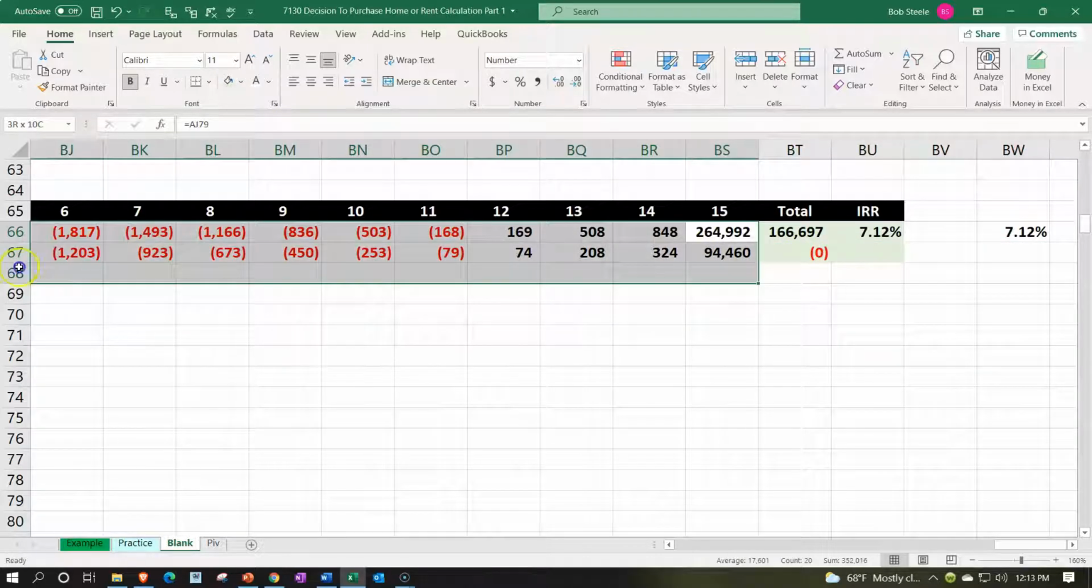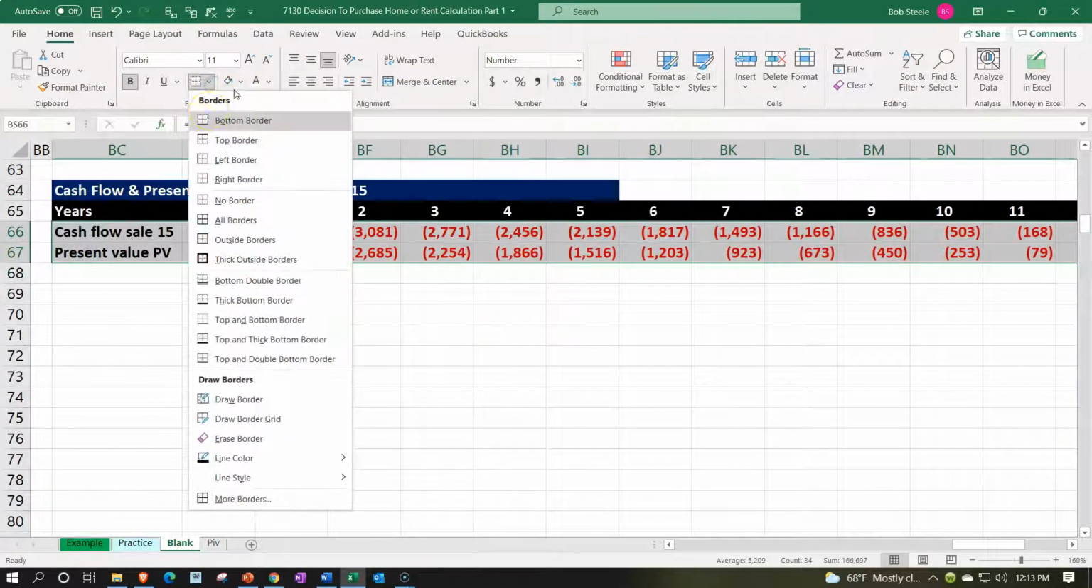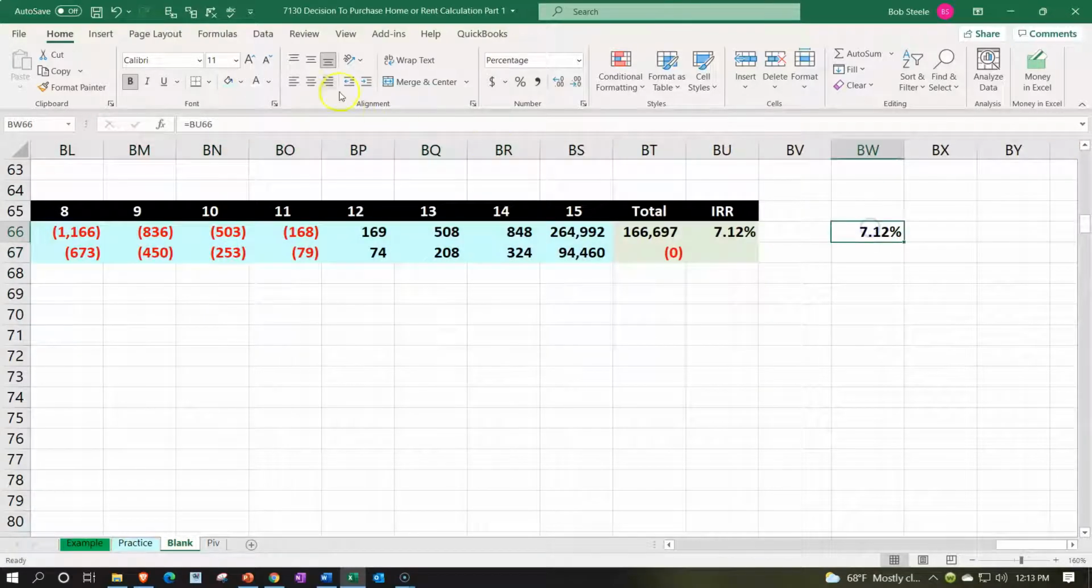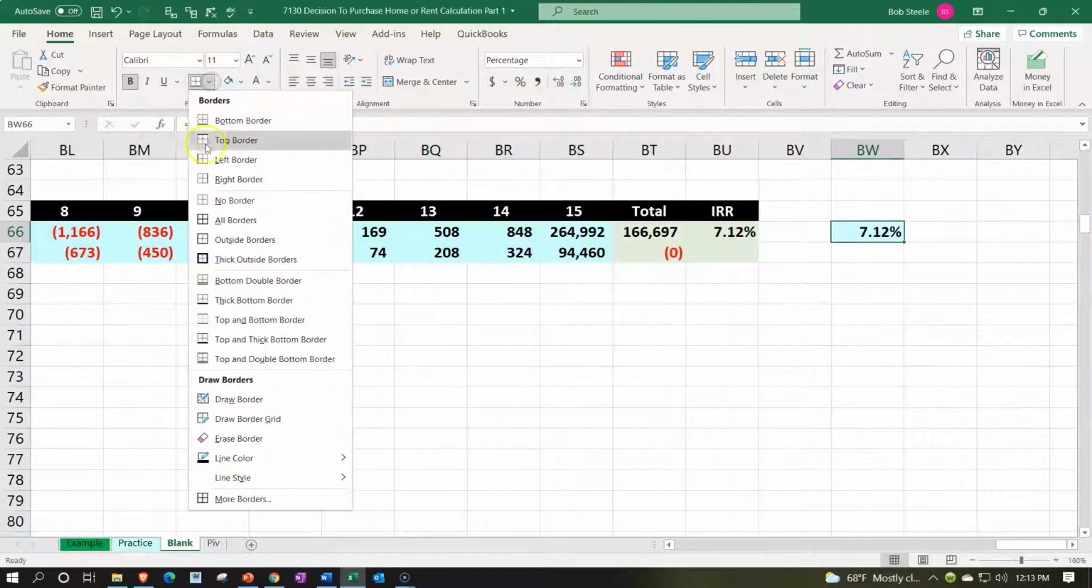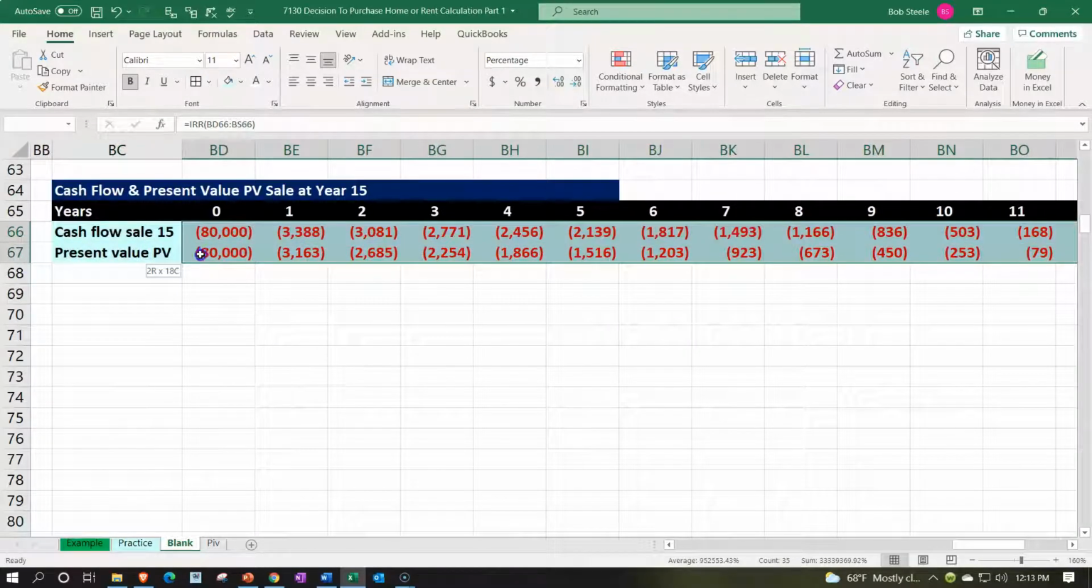So let's go ahead and put the colors in here. That's what we do here. Make it look nice. Got to make it look nice. So we're going to make it blue. We're going to make this one blue and bordered. And then we'll put the brackets around this.